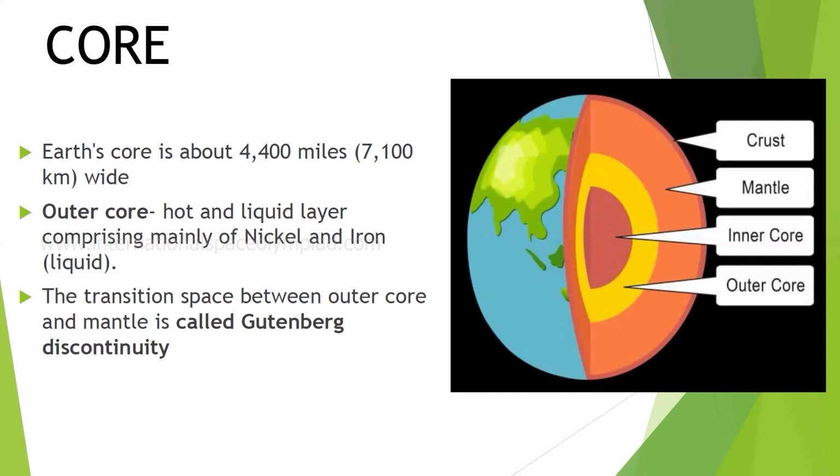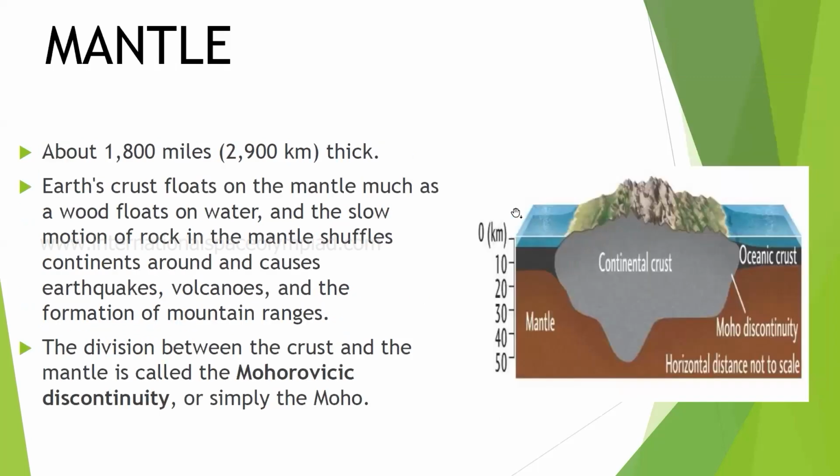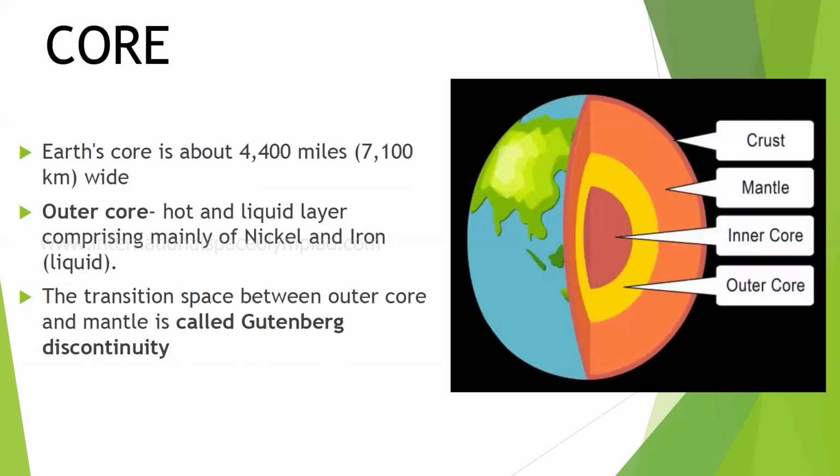The transition space between the outer core and the mantle is called the Gutenberg discontinuity. Here, the line between the mantle and crust was called the Mohorovicic discontinuity, and here between the outer core and mantle it's called the Gutenberg discontinuity.